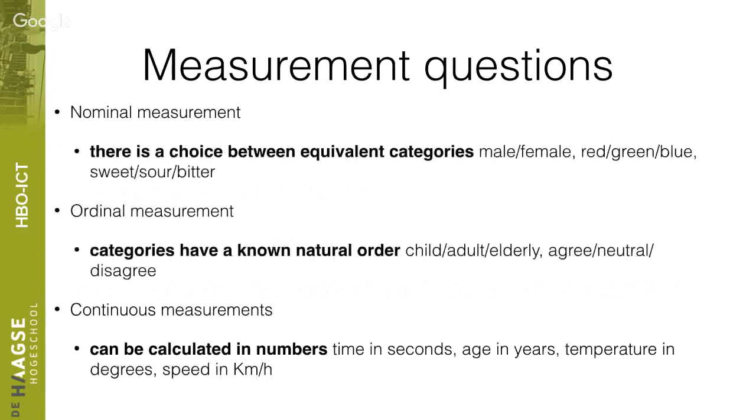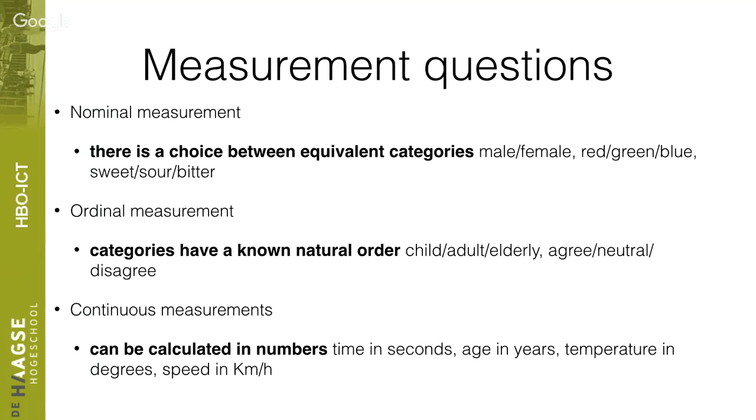There are nominal measurements, which means that basically you are making categories. For example, male, female, or color: red, green, blue, or different tastes: sweet, sour, bitter. These are different things. Nothing is better than the other. They are just completely different categories. You cannot compare apples with oranges, as they say, because they're completely different categories. And these we call nominal measurements.